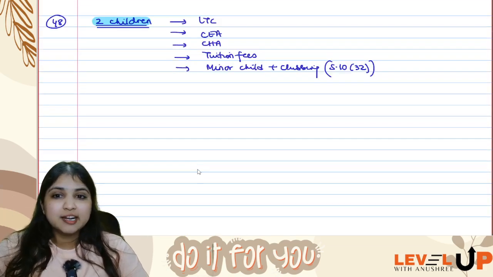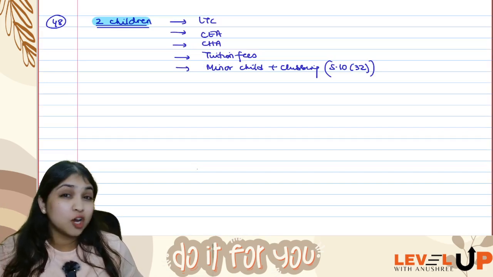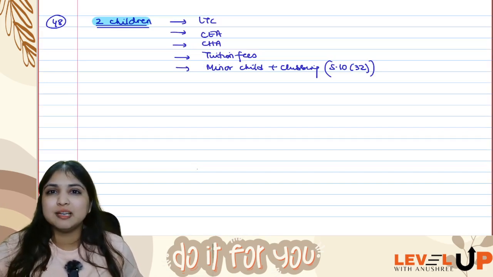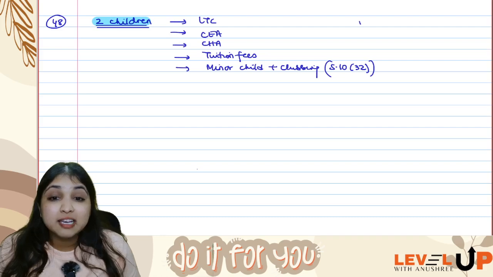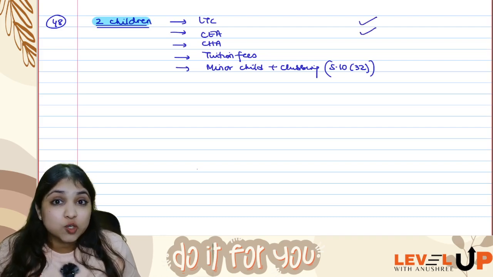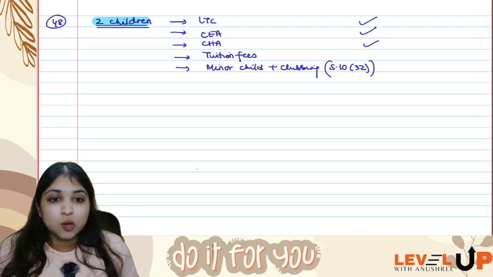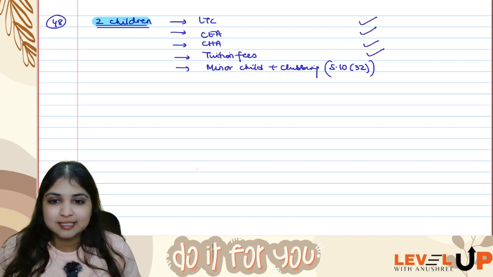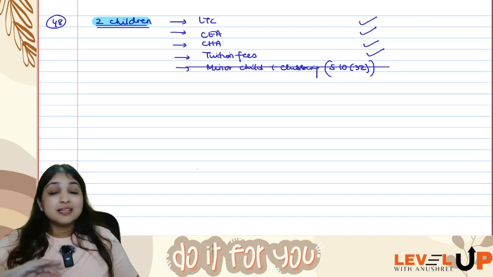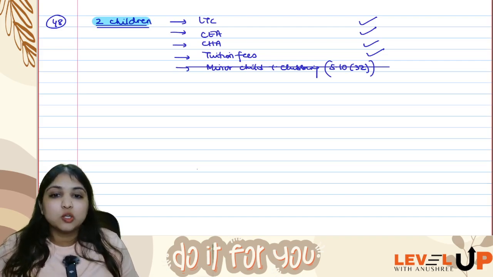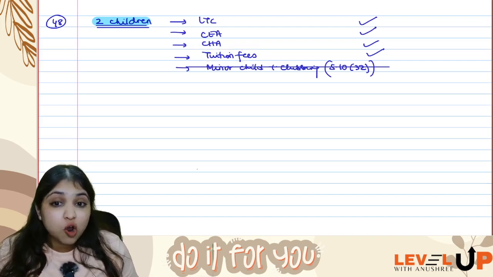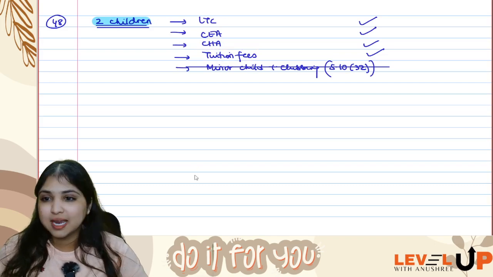Then 2 children limit will apply in how many places in your syllabus? In your syllabus, 2 children limit is applicable only in 4 places. Leave travel concession, children education allowance, children hostel allowance, tuition fees, section 80C. Minor child clubbing, there is no 2 children limit. Okay, tuition fees, 80C, children hostel allowance, children education allowance, and LTC.